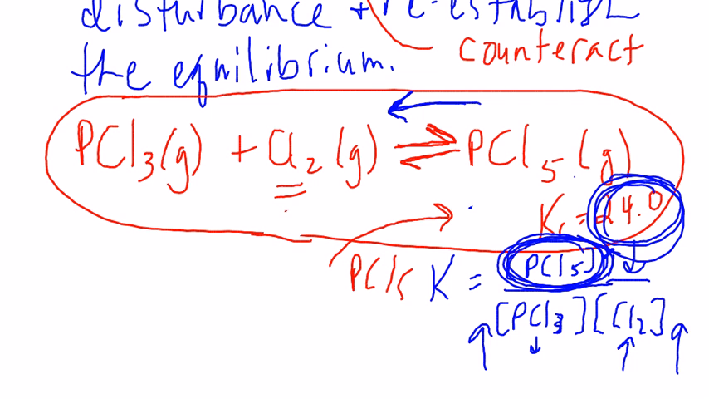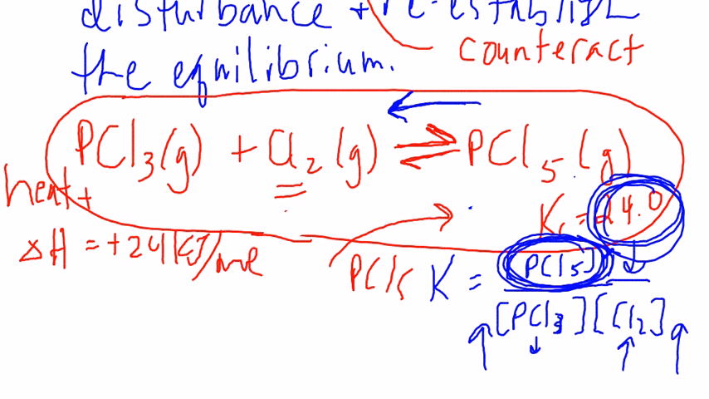Other effects may exist too. Let's say, for example, that this were an endothermic reaction. If it's an endothermic reaction, heat is a reactant. Let's say delta H is a positive 24 kilojoules per mole. If delta H is positive, that means heat is a reactant, so that can also affect the equilibrium. If heat's a reactant, if we heat up this system, we in effect add more of a reactant, shifting the equilibrium to the right.